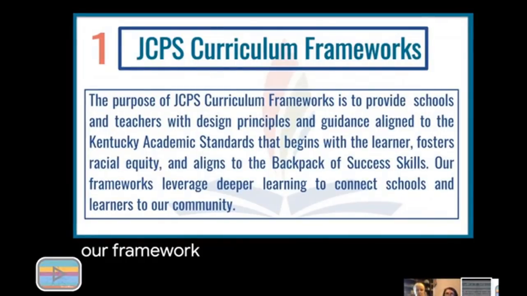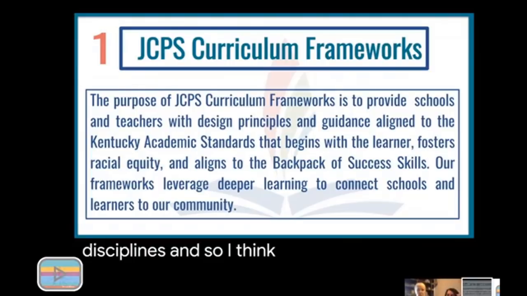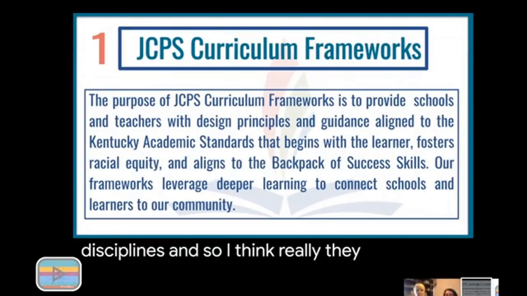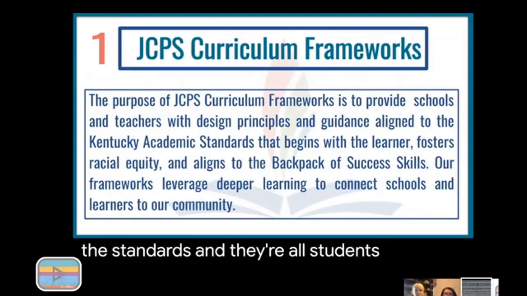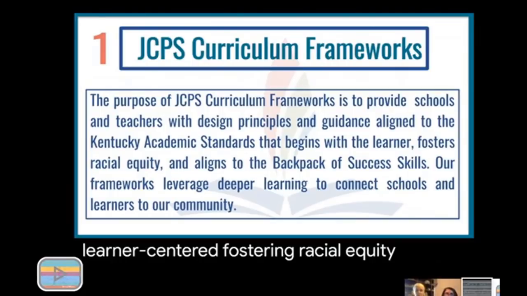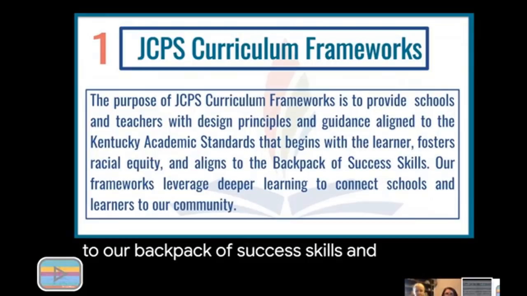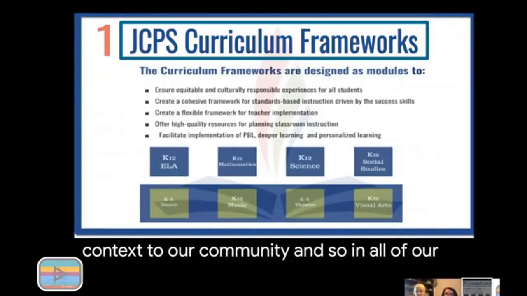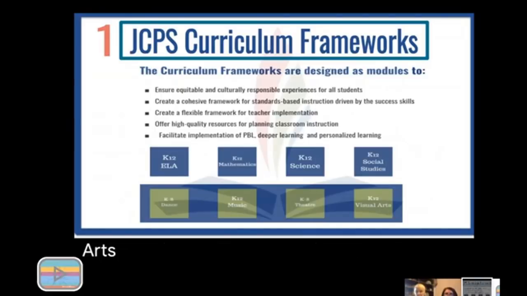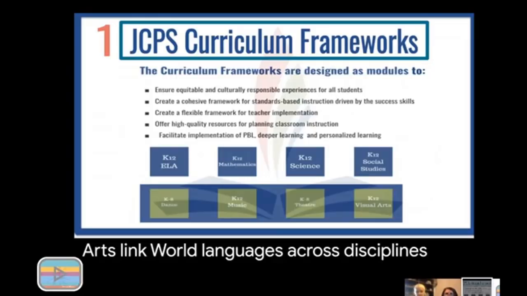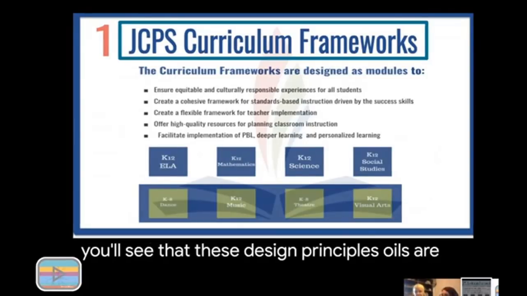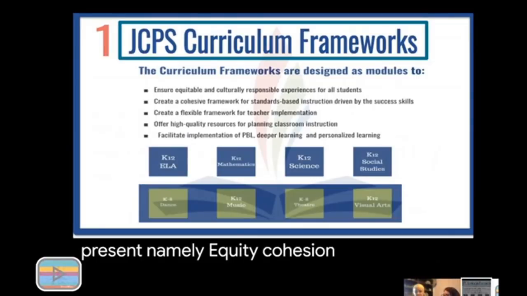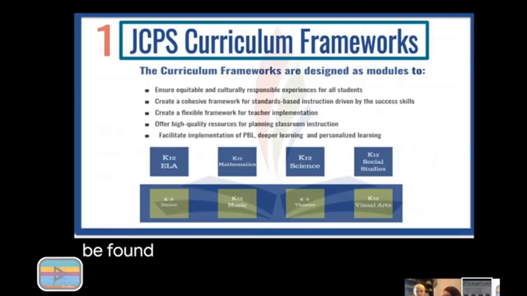So on your screen here, you'll see our purpose statement for the curriculum frameworks across disciplines. And I think really importantly, as Susan said, they begin with the standards, and they're all student-centered, learner-centered, fostering racial equity, aligning to our backpack of success skills, and leverage deeper learning that's connected to our local context, to our community. And so in all of our frameworks, social studies, science, math, the arts, world languages, across disciplines, you'll see that these design principles are present, namely equity, cohesion, flexibility, quality, and deeper learning. And all of these can be found in the teacher backpack by grade level.